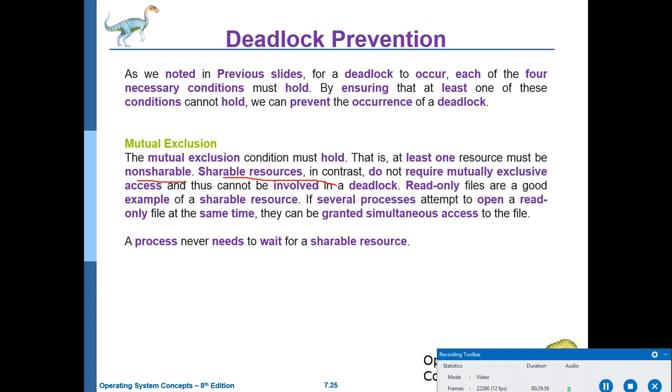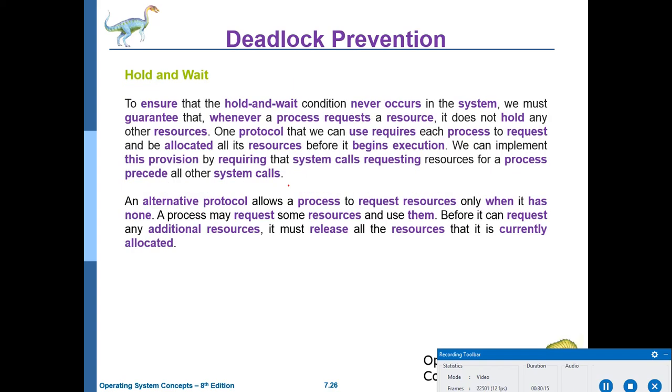Read-only files are a good example of a shareable resource. If several processes are trying to open a read-only file at the same time, they can be given simultaneous access. So a process will never need to wait for a shareable resource. This is how the mutual exclusion condition must hold.